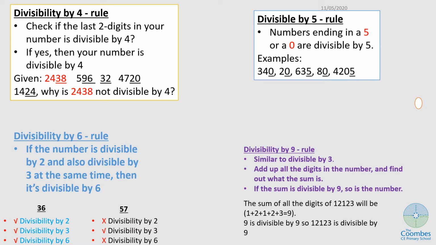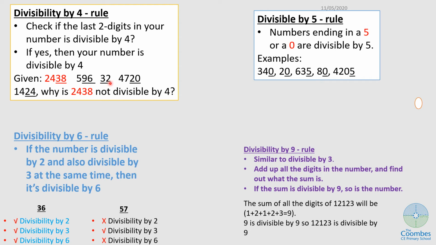Now, let's check if they are divisible by 4. We are looking at the last 2 digits. Now, 38 is the last 2 digits of this number. Is it divisible by 4? No. So this number is not divisible by 4. 96 is the last 2 digits of this number. Is 96 divisible by 4? Yes. So the whole number is divisible by 4.